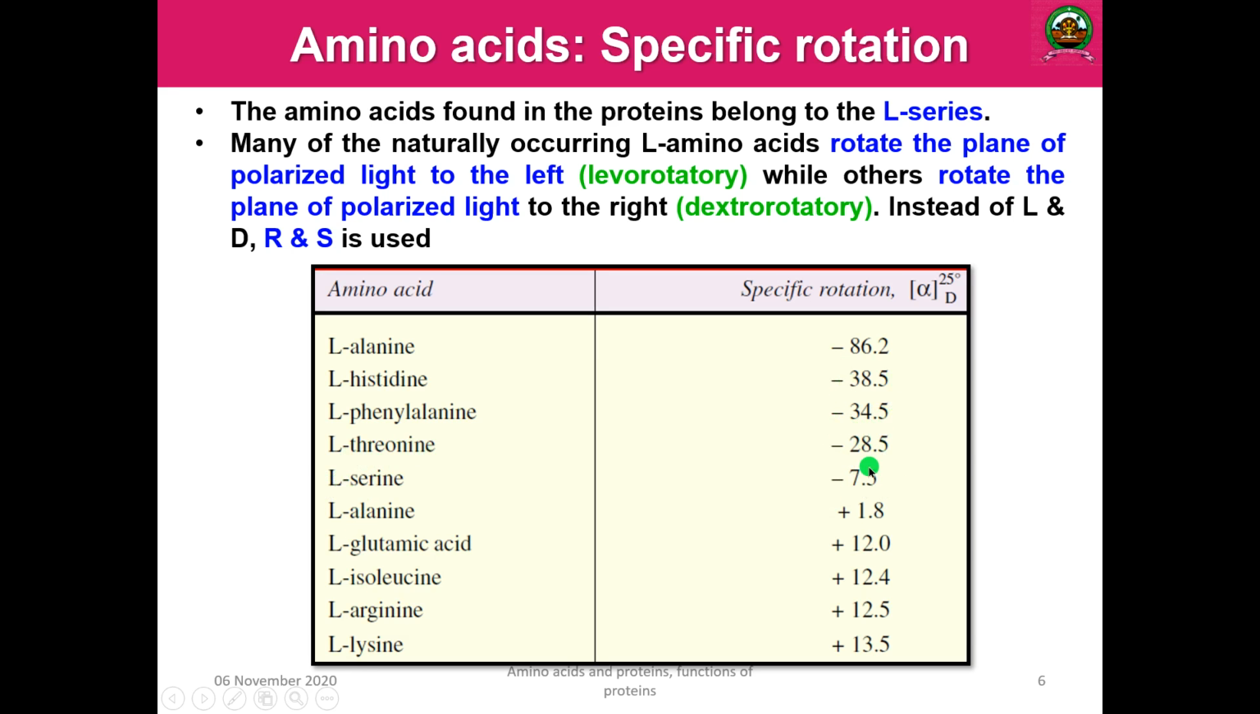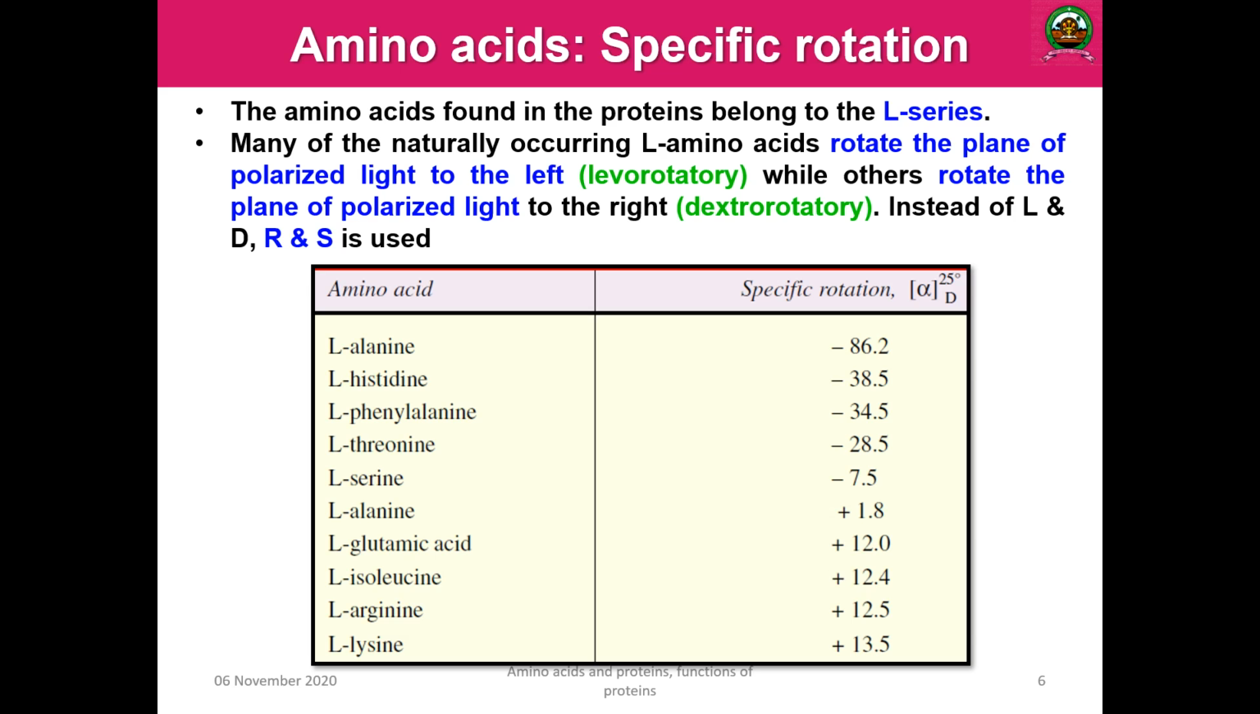L-serine has 7.5. L-alanine has a positive 1.8. And L-glutamic acid plus 12. And L-isoleucine plus 12.4. And L-arginine 12.5 and L-lysine 13.5. Here it is full of negative values. In this table, L-alanine has the least specific rotatory power and L-lysine has the maximum specific rotatory power.